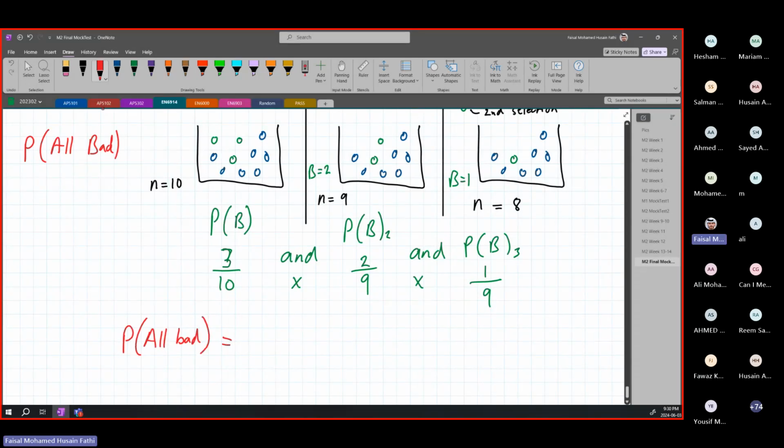is going to be equal to 3 over 10 times 2 over 9 times 1 over 9. Sorry, 1 over 8. This is 8. I just noticed it changes to 8. So it's going to be 1 over 8. And this is going to be equal to 1 over 120, or in other words, it is 8.333 times 10 to the minus 3.